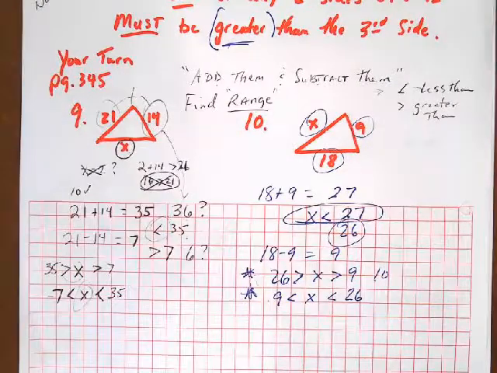Okay, that's 9 and 10. All right, let's move on. That's the triangle inequality theorem. Can't get much simpler. Just add or subtract them to find the range.